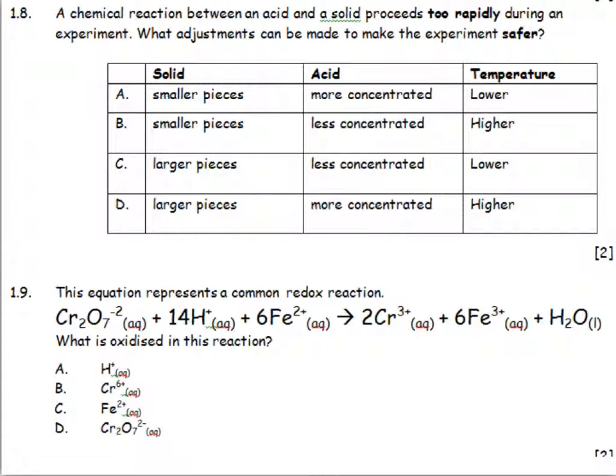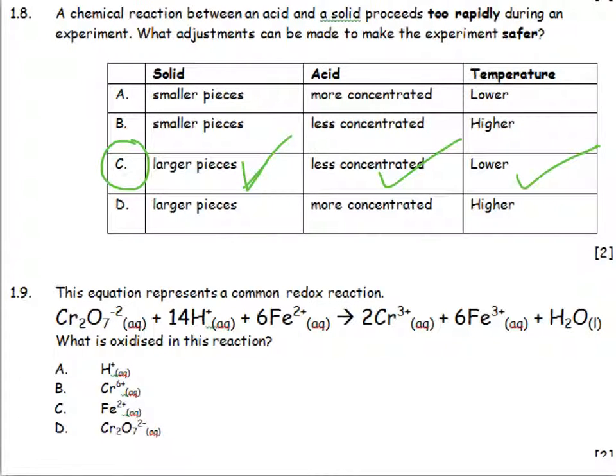You've got a chemical reaction between an acid and a solid, and it's too fast. So how are we going to make it slower, safer? We're going to use larger pieces of the solid. We're going to use a less concentrated acid and a lower temperature. Those things all slow down the rate, so C is your answer.